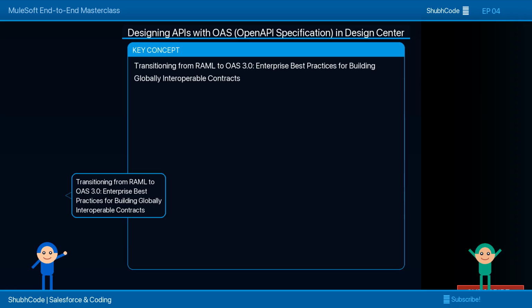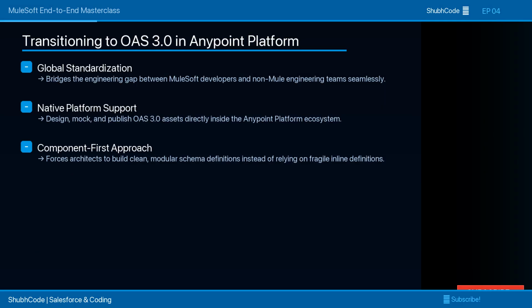Transitioning from RAML to OAS 3.0, Enterprise Best Practices for Building Globally Interoperable Contracts. Welcome back, Integration Superstars. In our last episode, we mastered RAML 1.0, but today we are pivoting to the undisputed global standard for API design, OpenAPI Specification, or OAS 3.0.